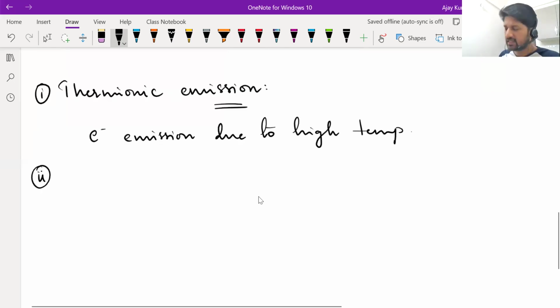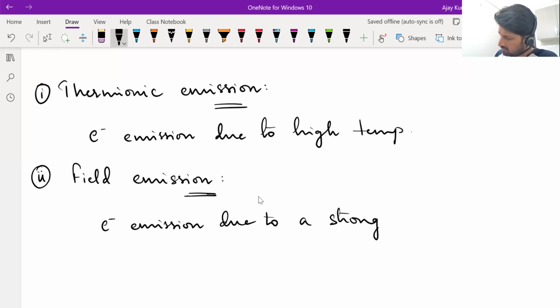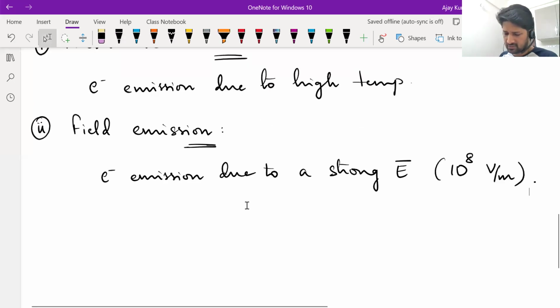Another way in which you can get electrons out of the metal surface is by creating a very strong electric field. That is called field emission. You know, electric field will exert force on charged particles. So if you create a sufficiently strong electric field, electrons can be pulled out from the metal surface. So basically field emission is electron emission due to a strong electric field. How strong is strong? It should be of the order of 10 power 8 volts per meter. Okay, very strong electric field is needed.